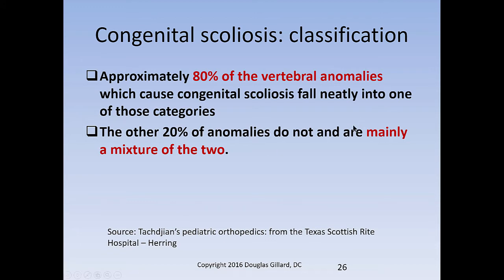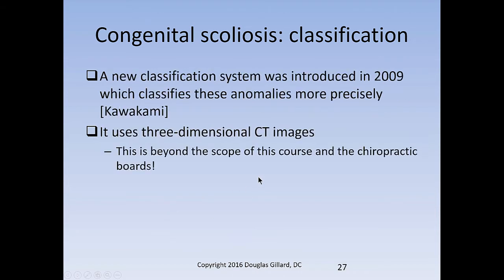Approximately 80% of the vertebral anomalies which occur with congenital scoliosis fall nice and neatly. 20% are mixed. So I don't want to say it's rare, but 20% is significant. That's only one source where this came from. There's a newer classification system introduced in 2009, and it's wonderful because it uses three-dimensional CT to really dial in on these things, but it's very complex and it's definitely beyond the scope of chiropractic boards.